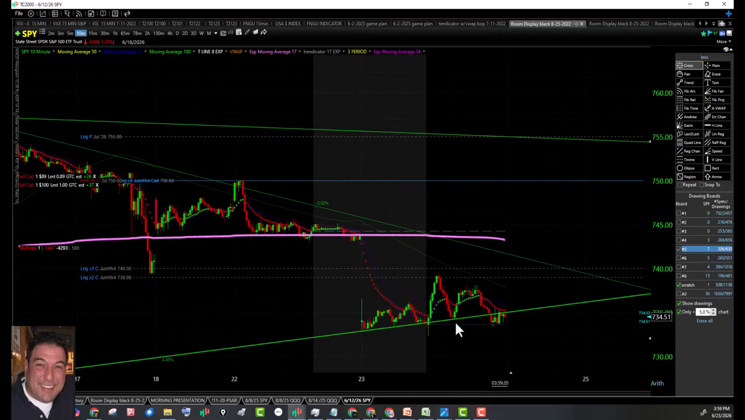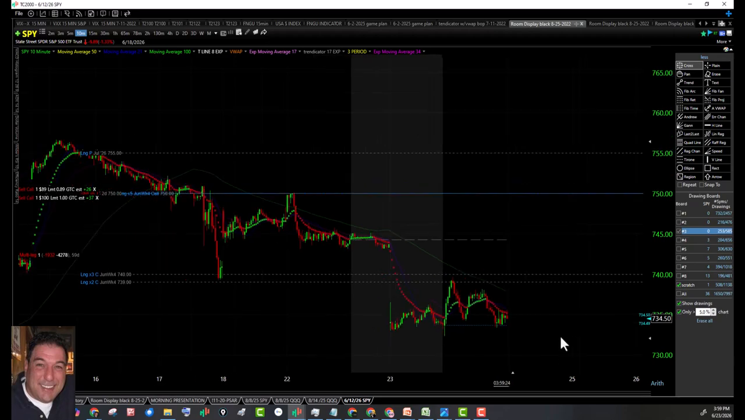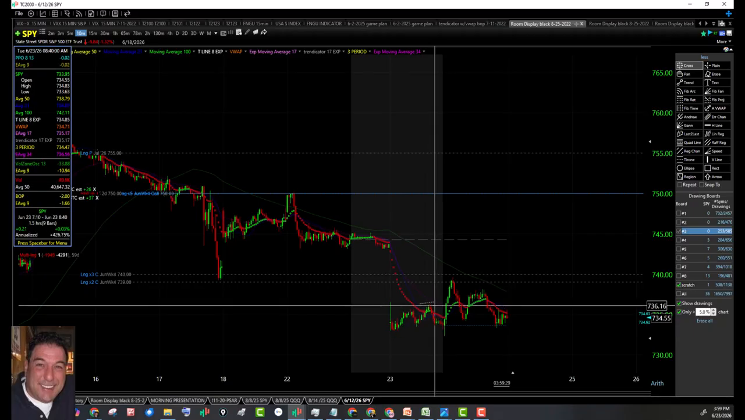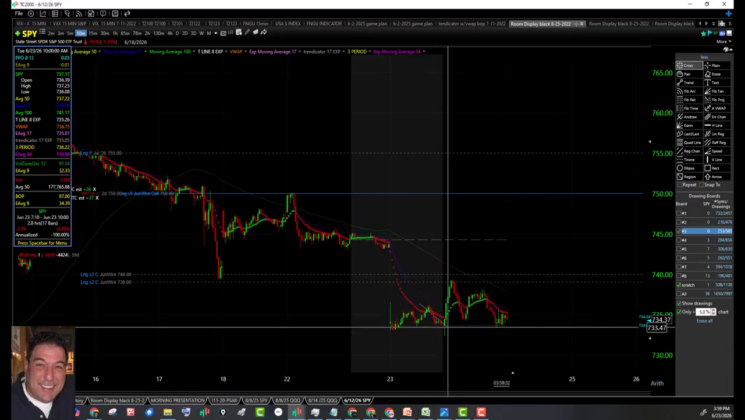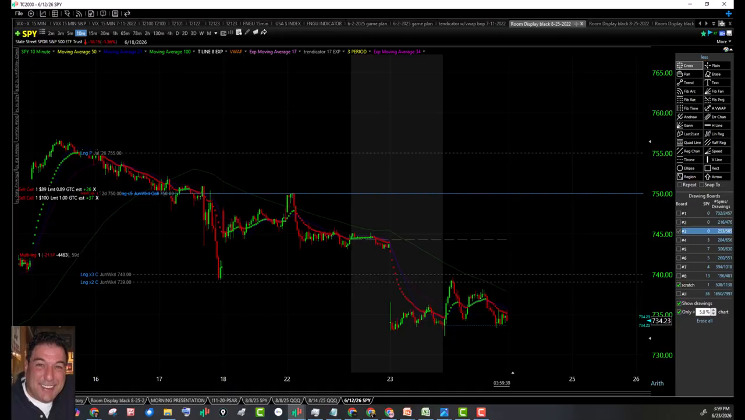Okay, so bearish consolidation. So here's SPY. And let's pick up a clean chart. Okay, so here's the consolidation. Okay, so we gap down. And you got a high up here around 735.70 right there. And then a low, 733.20.